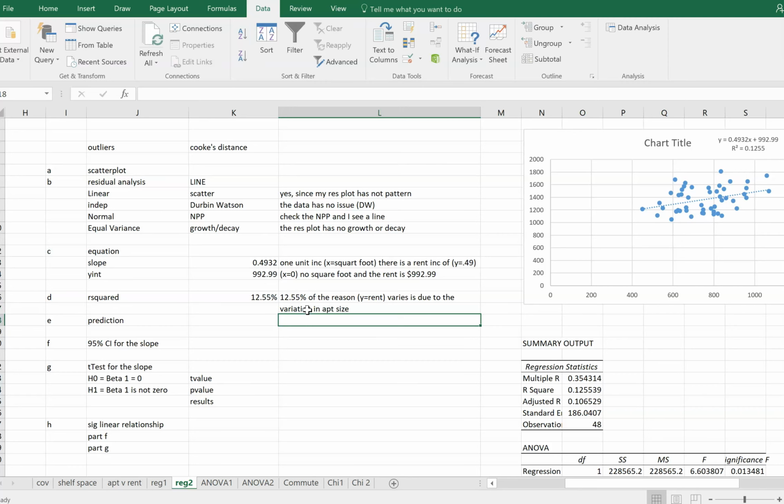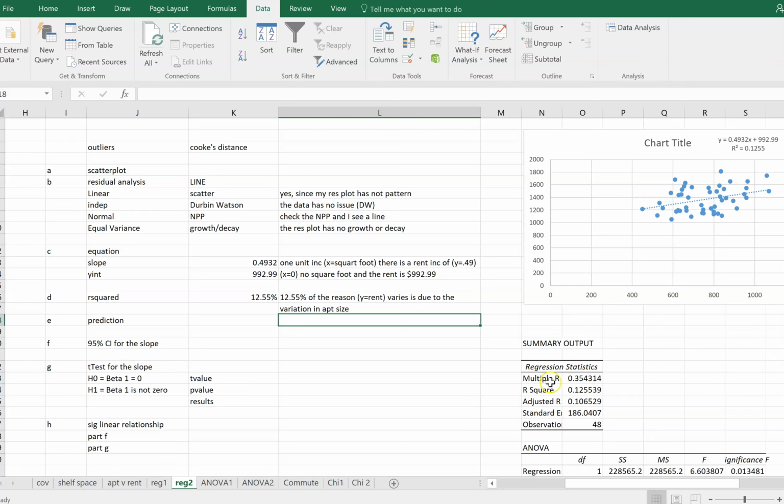But hey, that just tells me there's other variables out there that are more important to my investigation. There are other variables that contribute to this resort town, other than the apartment size, for why the rent varies. I do have 12.55% of the reason, and to some people that might be good.